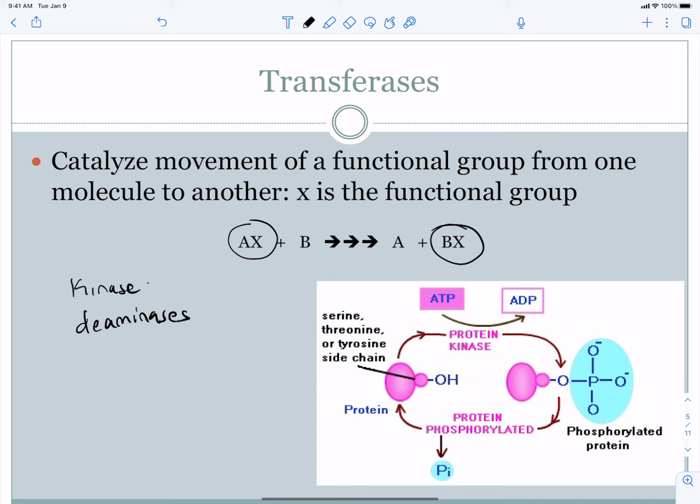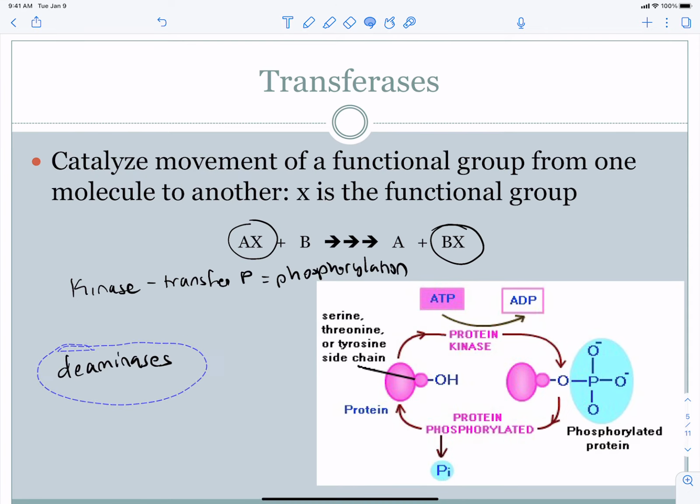So a kinase will transfer a phosphate group, and this is going to equal phosphorylation. And this is going to target lipids, carbohydrates, many other things. The transfer of phosphate groups is also important for controlling signal transduction pathways.